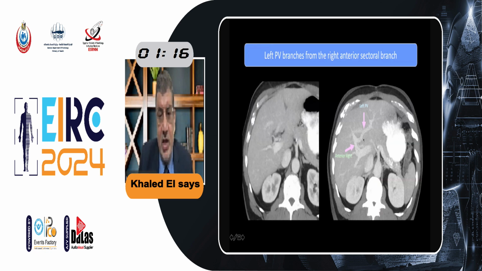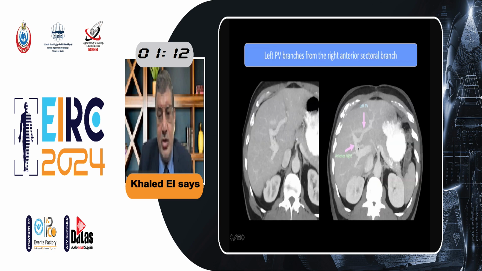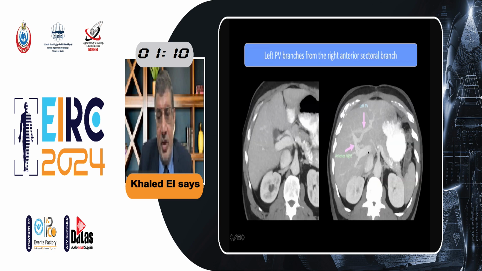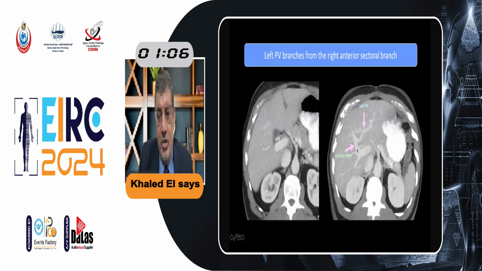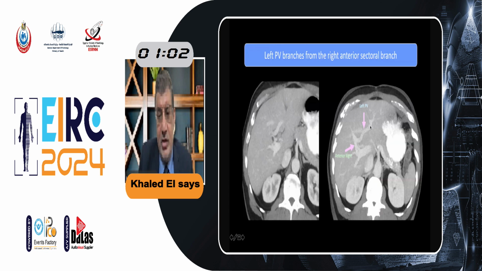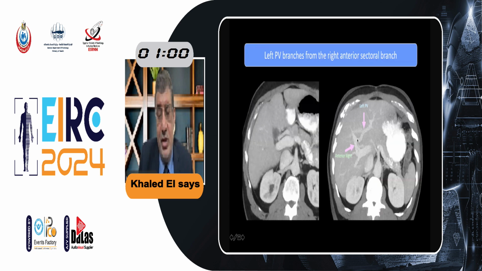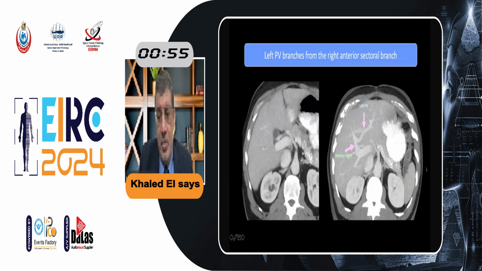So, for example, this is the left portal vein from the right anterior portal vein. It's originating from the right anterior. So this is the portal vein, and then it gives the right portal vein. The right gives the right anterior portal vein, and here is the left portal vein. So the left portal vein here is originating from the anterior sectoral branch of the right portal branch.